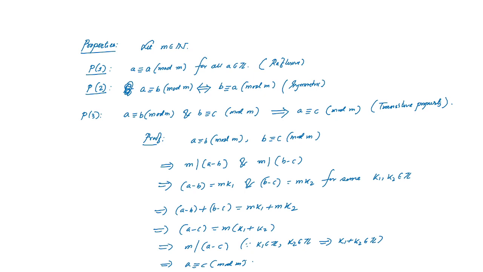So, if our relation is symmetric, reflexive and transitive, that relation is called an equivalence relation. So here we can conclude that the congruence relation is an equivalence relation on Z.